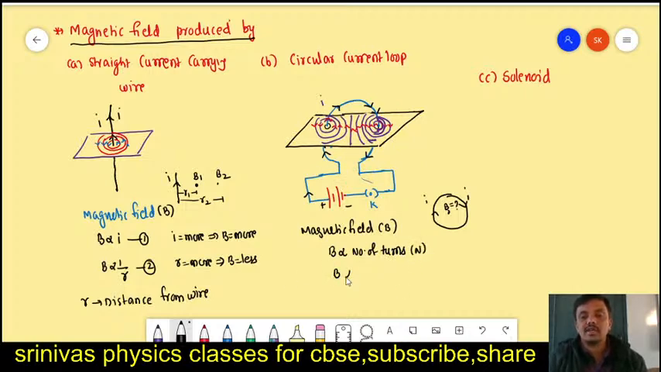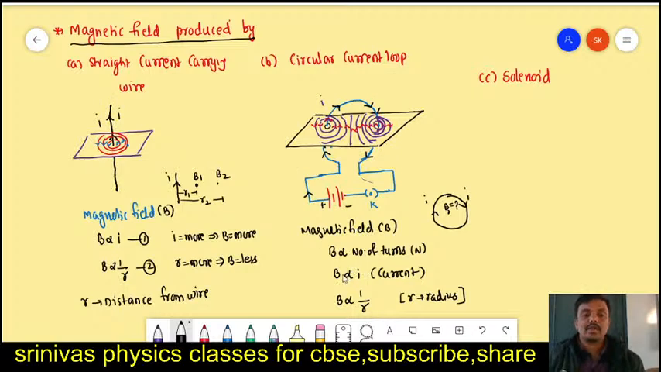And the field is directly proportional to current. Everywhere the field is proportional to current. If current is more, the field is more. Here I is the current. And the field is inversely proportional to r, where r is the radius here. If radius is more, the field is less. In directly proportional, if one is more, the other is more. In inversely proportional, if one is more, the other is less. This is the magnetic field pattern due to a circular current carrying loop. This is a circular current carrying loop, and this is a straight current carrying wire.